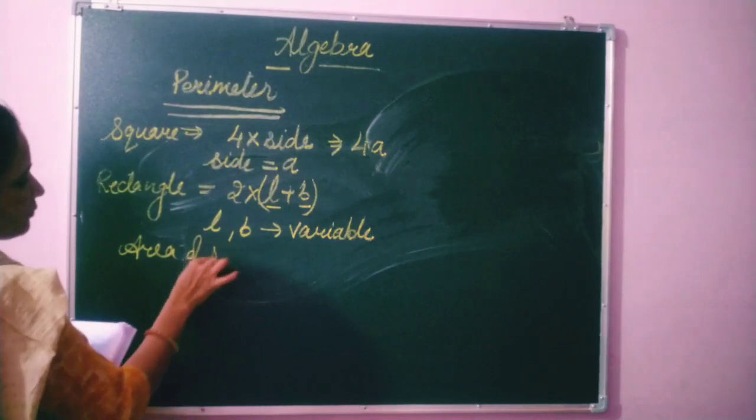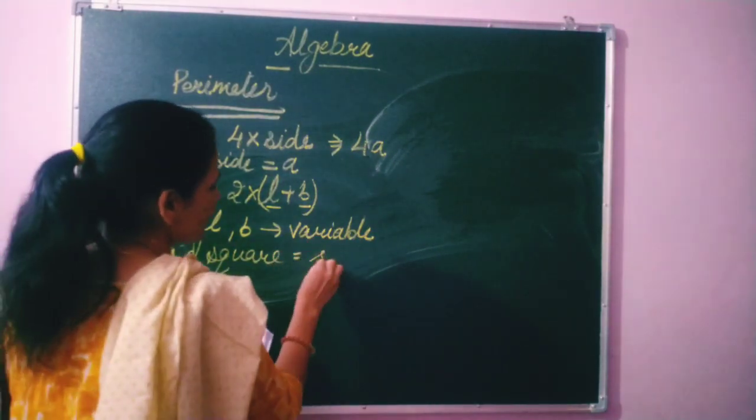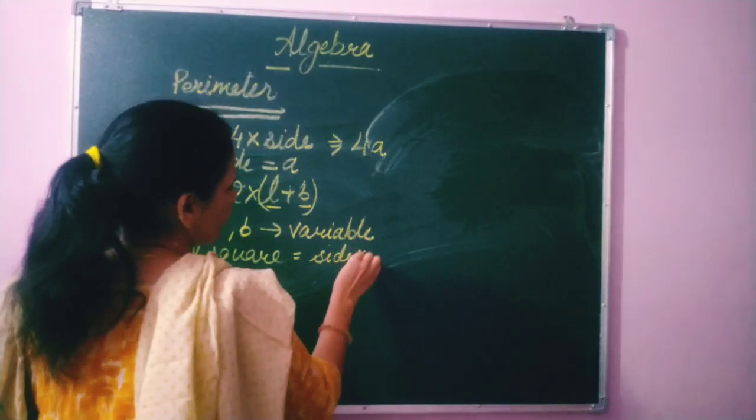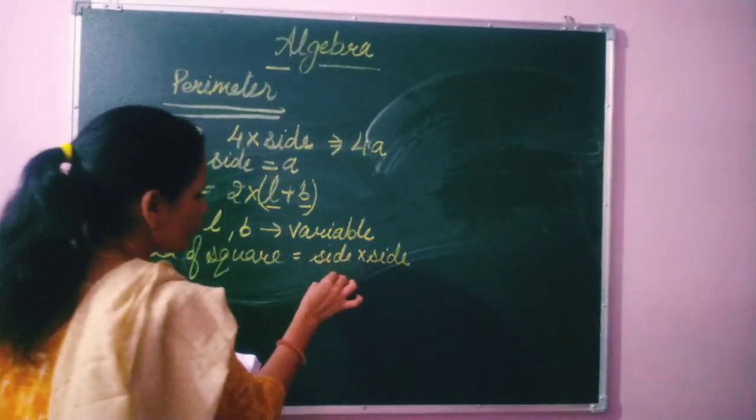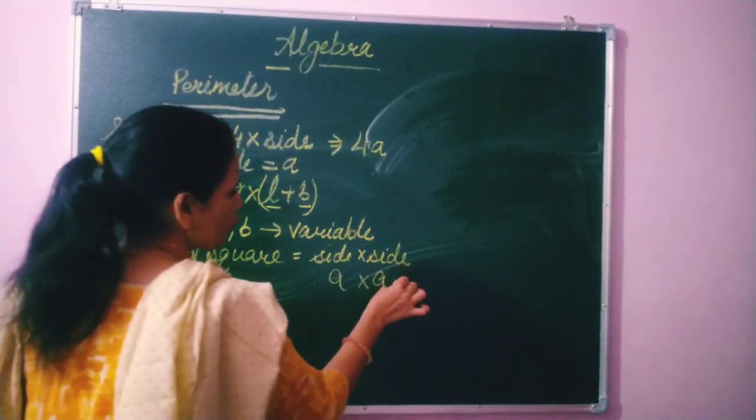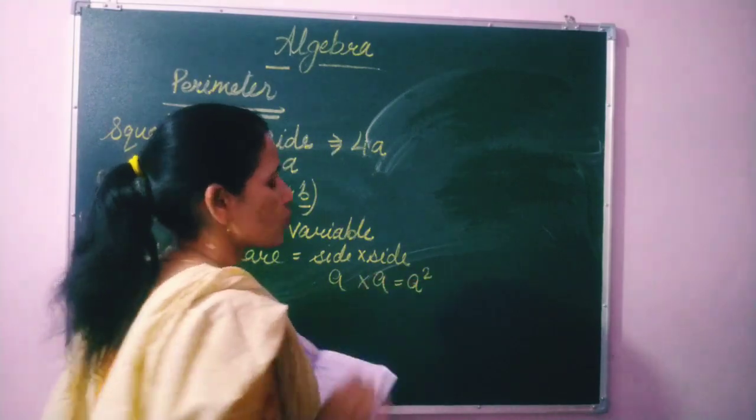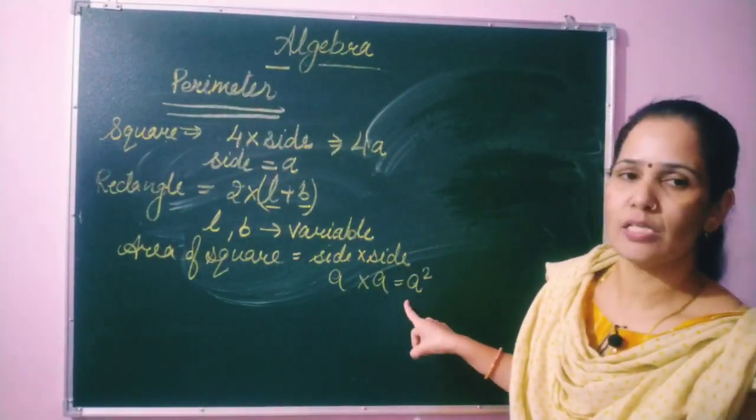Area of a square. We write, students, side into side. This formula we use: side into side. If you assume the side is A, then A multiplied by A, and in short we can write the formula A square. A multiplied by A, in short, students, we can write A square.